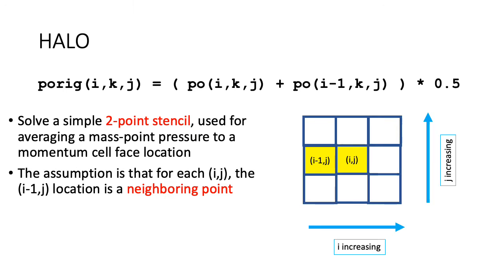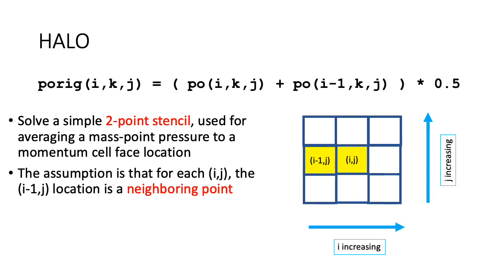What exactly is a halo and when is it going to be used? Let's look at this assignment statement to P original I, K, J. For WRF, the only communications that we ever do are in the I and J direction. So K is in the middle of a 3D array, but it's really an IJ grid cell that we care about. So P original IJ is the average of PO IJ and PO I minus 1 J.